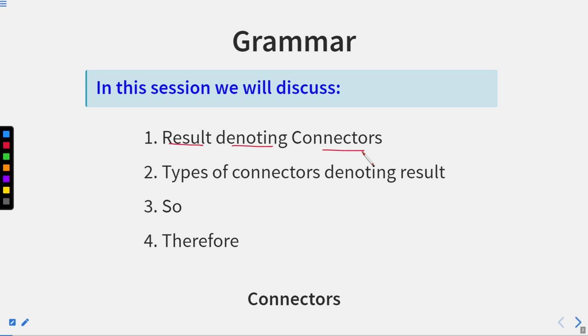But in this session, we are going to discuss result denoting connectors. It means the connectors, the conjunction or the preposition, that will show or introduce the result. So, we will further discuss in this session the types of connectors denoting result. After that, we are going to discuss a result denoting connector, that is so, and after that, therefore. These two are actually examples of result denoting connectors. So, in this session, we are going to discuss these connectors as well.